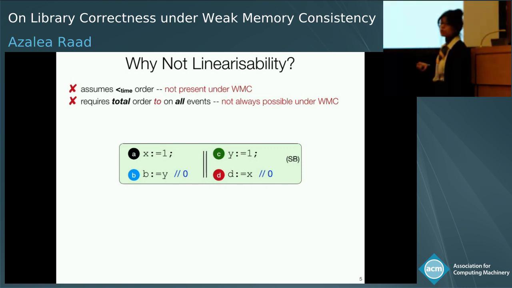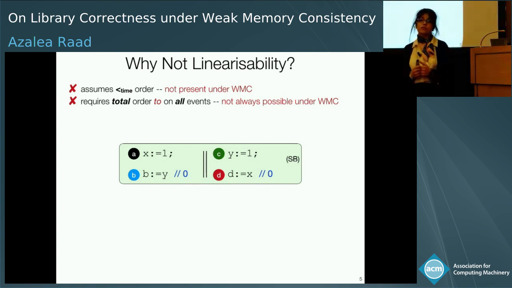So here I have two threads. The first one writes to X and reads from Y, and the second one writes to Y and reads from X. And these annotations are basically denoting the value that's read. So here I'm saying when reading from Y, I read 0, and when reading from X, I'm reading 0. Now, this annotated behavior is not linearizable.